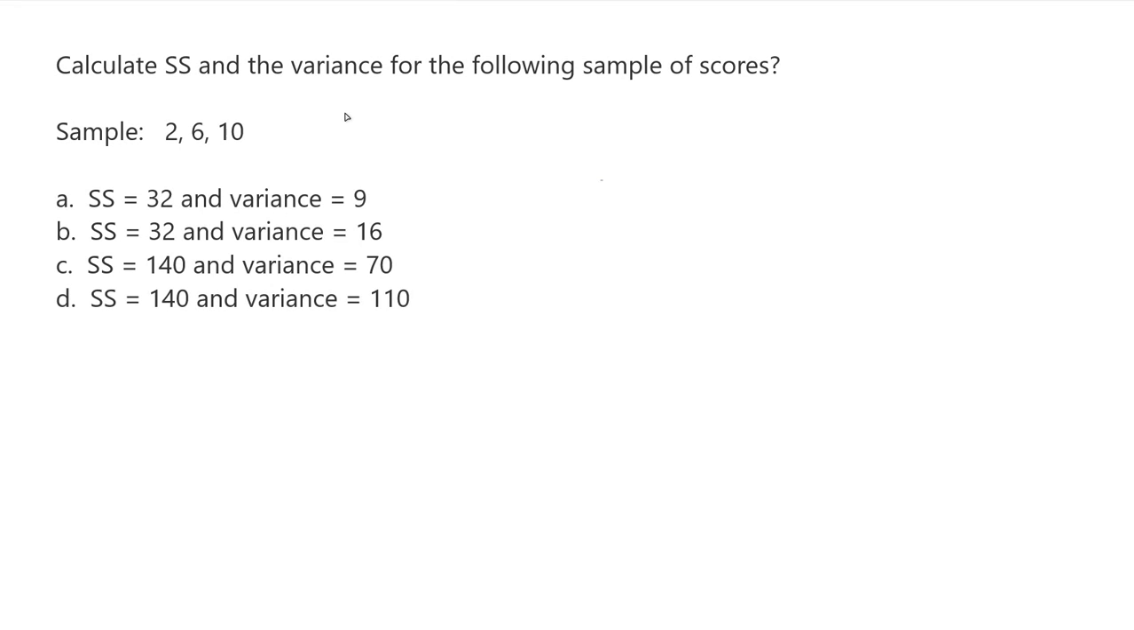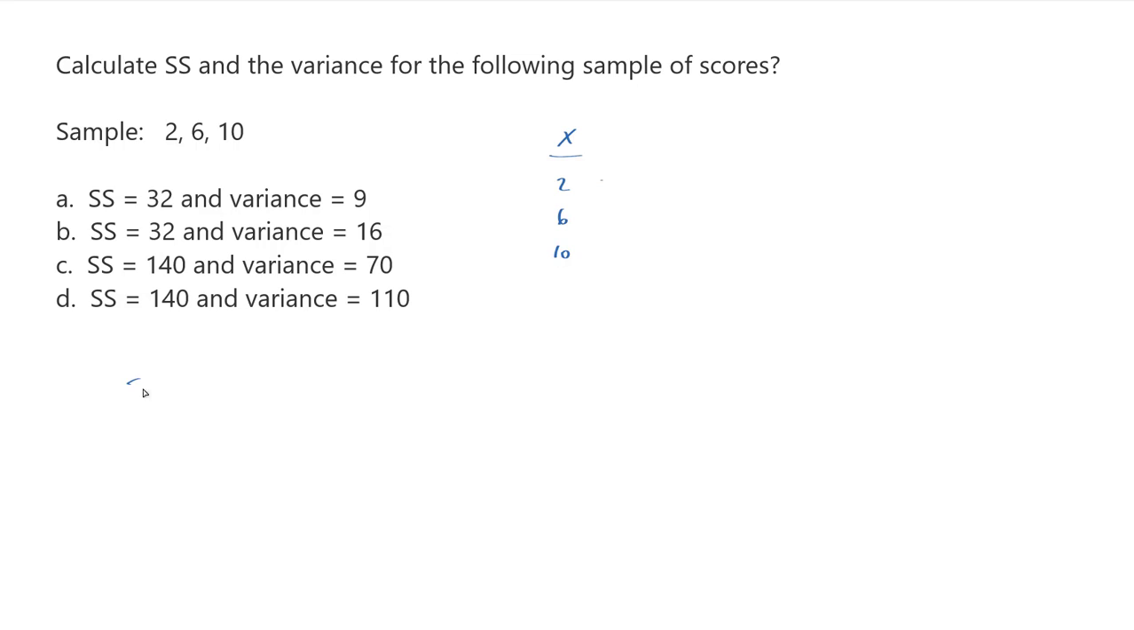Calculate the sum of squared deviations and the variance for the following sample of scores. So we've got the scores 2, 6, and 10. And so it's either going to be that the sum of squares is 32 and the variance is 9, sum of squares is 32 and the variance is 16, sum of squares is 140, variance is 70, or sum of squares is 140 and the variance is 110.